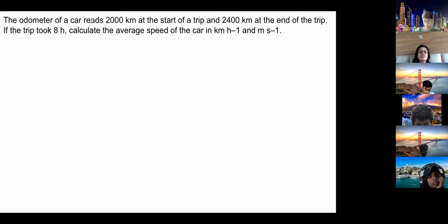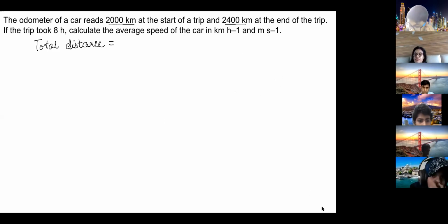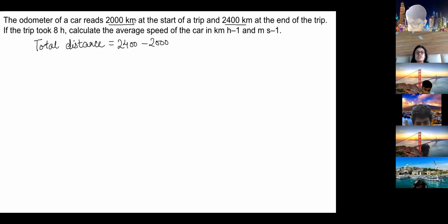Okay, so what are the things given? First of all, the odometer of a car reads 2000 kilometers at the start and at the end it is 2400. So what is the total distance? Can you find out the total distance during the trip? Who will tell me? Total distance. How will you find out? 400 kilometers. So you found it by doing subtraction, because initially the meter reads this and then it reads this. So 400 kilometers is the total distance.